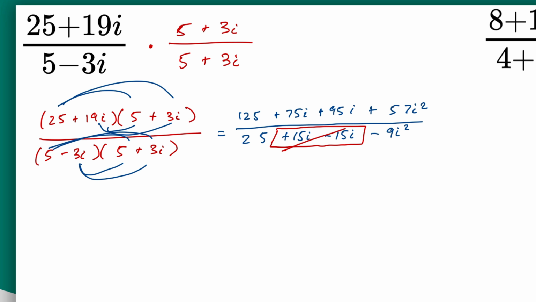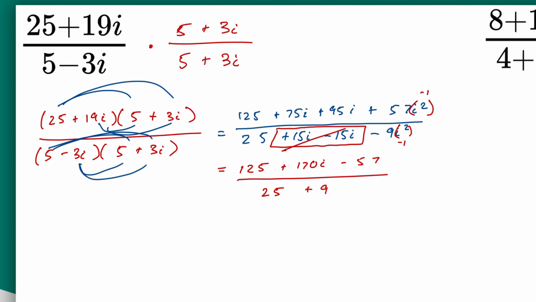Now you think to yourself, well, the whole point is to get rid of the imaginary number on the bottom, but I still have an imaginary number on the bottom, but we have an i squared. And i squared is also negative 1. And we can do that on the top and the bottom. So our new part here is 125, and I'm going to start to simplify. 75i plus 95i is 170i. And now it's actually not plus 57 anymore, because that's 57 times negative 1. So it's just minus 57. Okay? And then over 25, and now it's not minus 9i squared, because that's a negative 1, and negative times negative is positive. That's just plus 9.